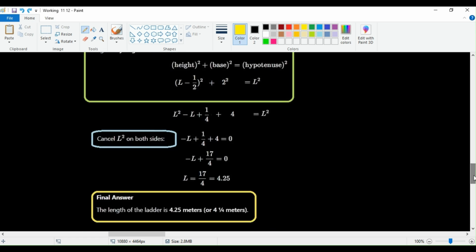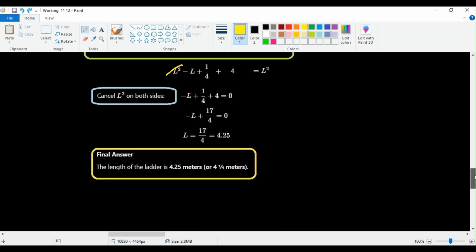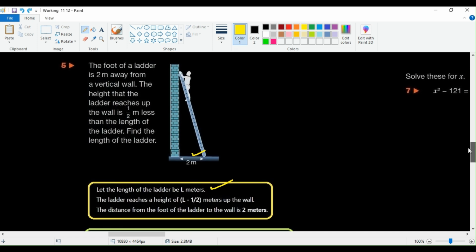Let's move on. Once we simplify this one, we are going to get this. Plus 4 comes from here like this, and this is going to be L squared. Now, cancelling L squared from both sides, we'll have minus L plus 1 over 4 plus 4. That means once we simplify these two, we are going to get 17 over 4. And L is 17 over 4, that means 4.25. So the length of the ladder is 4.25.